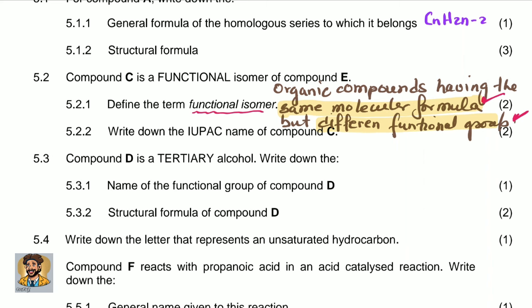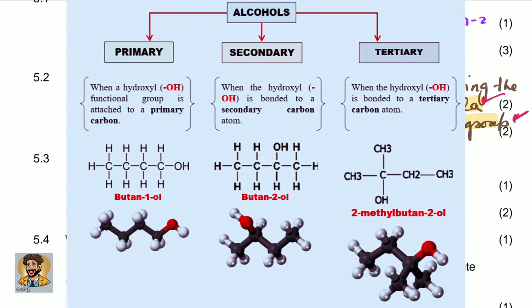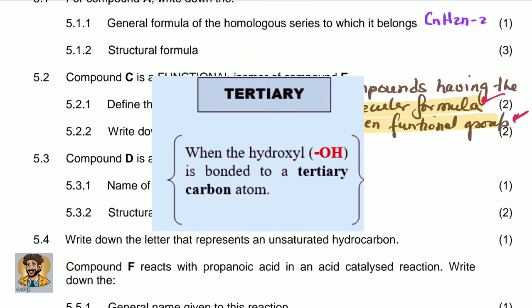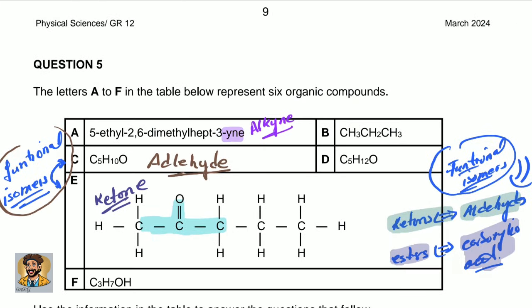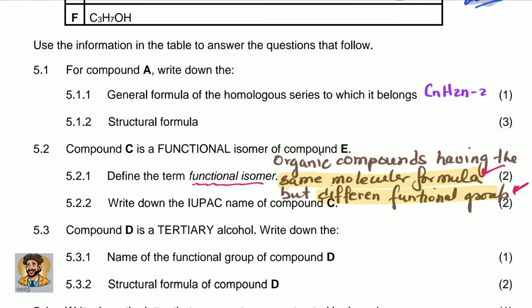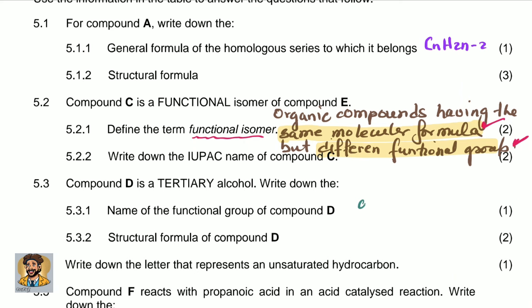Now we are here. Question 5.3. Compound D is a tertiary alcohol. Write down the name of the functional group of compound D. It's an alcohol. So compound D, as you can see here, they are telling you is an alcohol. So what is the functional group of the alcohol? It will be OH. And this one is called hydroxyl. That is the name of that functional group.